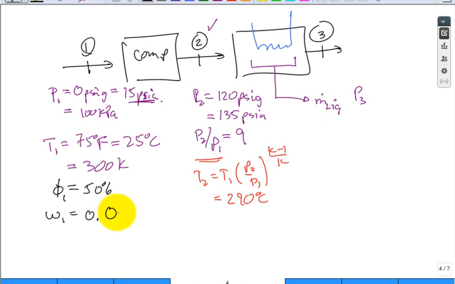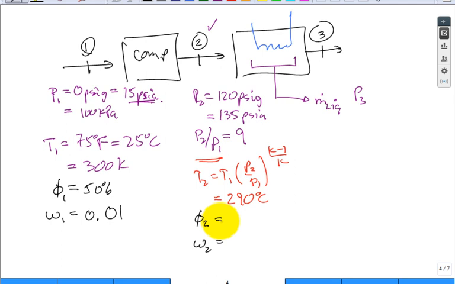0.01, maybe throw another one on there or leave it alone. Looks pretty good there. So now, what is either phi 2 or omega 2? Which one of these do you think you'd rather predict with confidence at this stage in the calculations? Phi 2, the relative humidity at state 2, or omega 2? Omega 2.